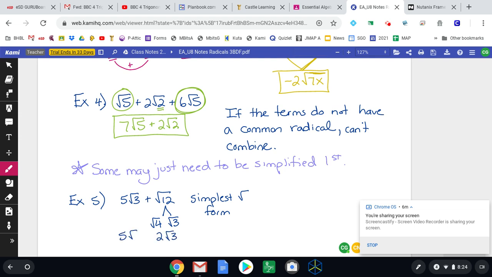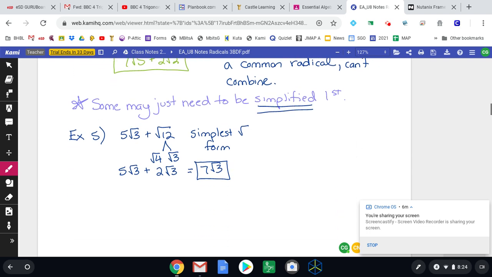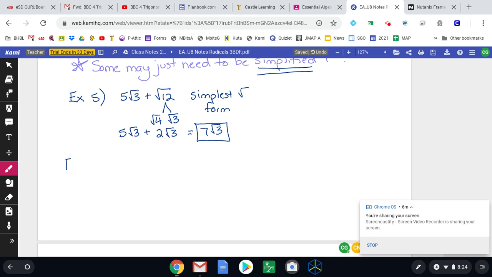So now I have 5 radical 3 plus 2 radical 3. It's going to give me 7 radical 3. So sometimes I just need to simplify, and then I can put things together. Okay, let's try another one.